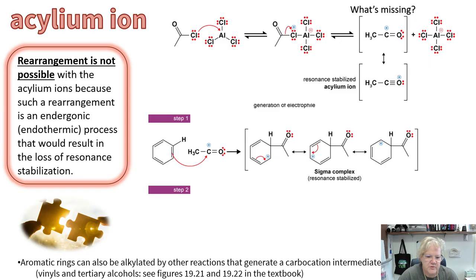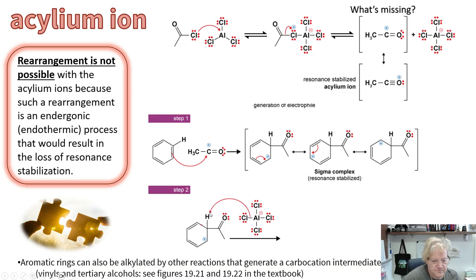I've seen this 10 times already today. And then what happens? We can't have this hydrogen here. We have to restore aromaticity. So our Lewis base, our AlCl4-, which is negative, will pull off this hydrogen, push that electron density back into the ring to give us our aluminum chloride, a little bit of hydrochloric acid, and our substituted product.